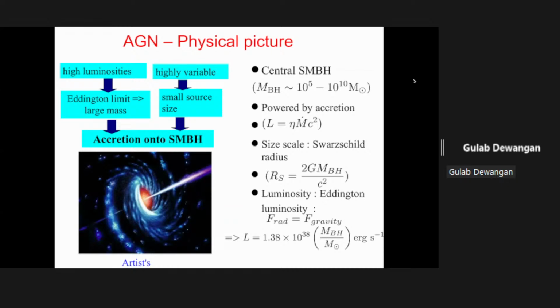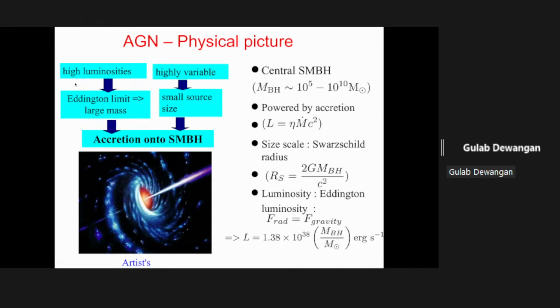So let me start. Yesterday we were discussing the central engines of AGN and what powers the huge luminosity we observe from AGNs. I basically mentioned that AGNs are essentially powered by accretion of material onto a supermassive black hole. And this particular information we inferred from these observations of large luminosity.